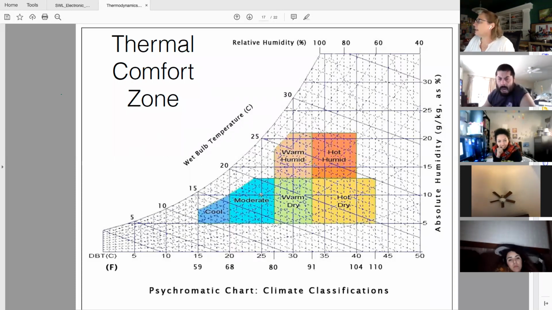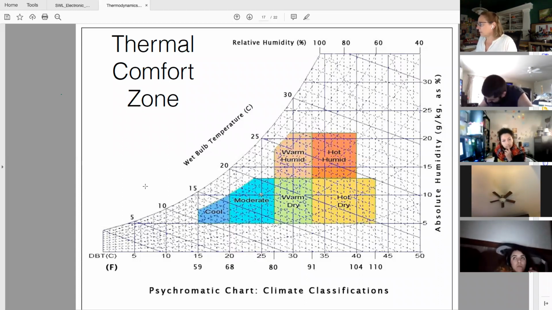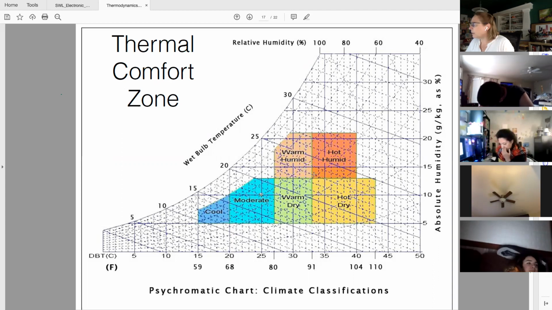So taking our psychrometric chart, there's some guidelines set out by ASHRAE, the American Society of Heating and Cooling, which governs a lot of the mechanical engineering guidelines in the construction and design industry, on what are the common feelings of thermal comfort given different temperature ranges and different humidity ranges.